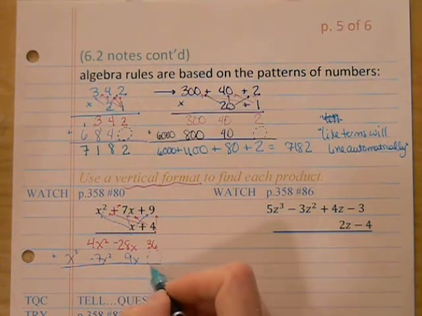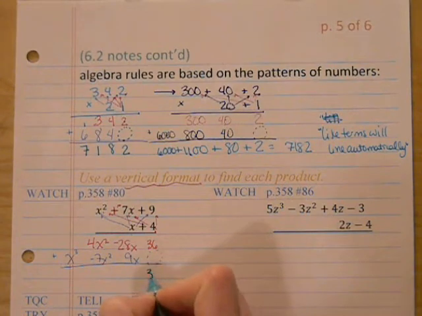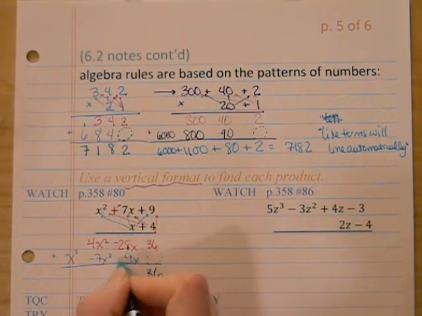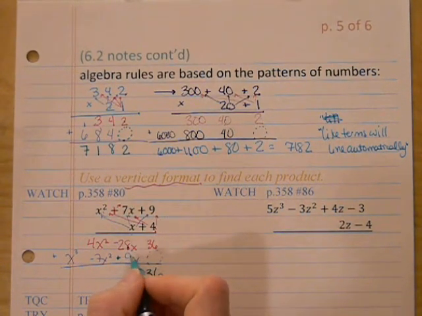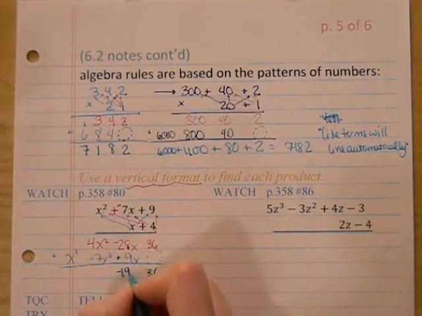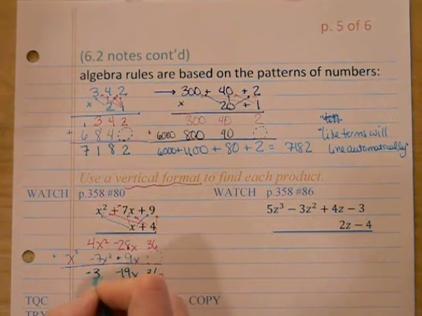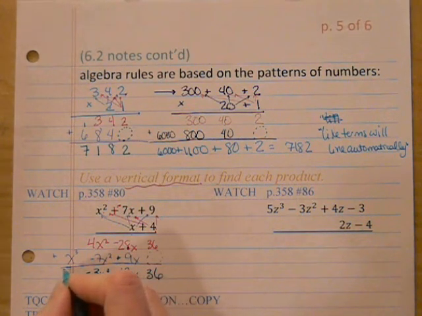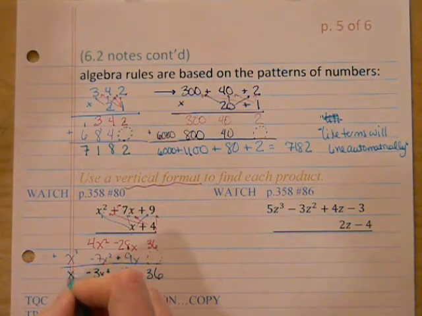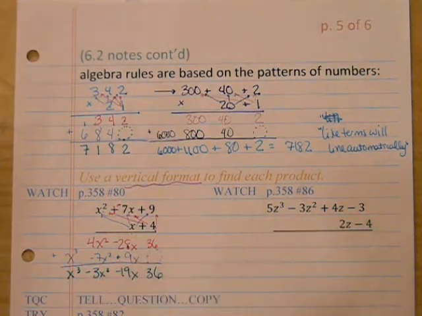And then we add going down. 36 plus nothing is going to be 36. Negative 28x plus 9x is negative 19x. 4x squared minus 7x squared is going to be a negative 3x squared. And then we just have plain old positive x cubed.